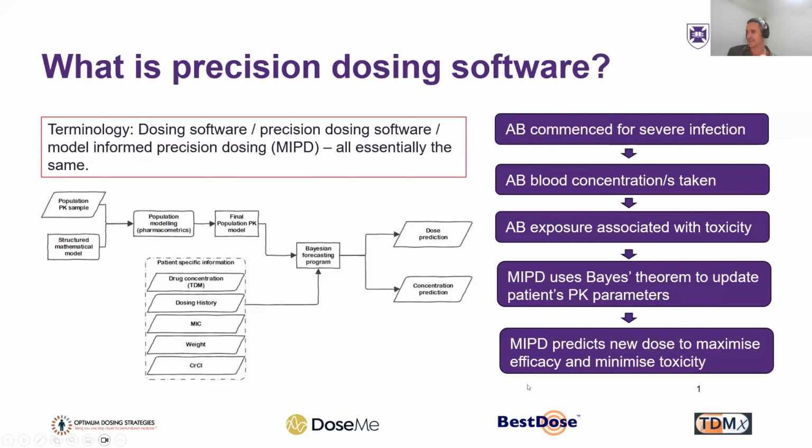So on the right, there's basically saying the same thing: you start antibiotics, take TDM, you take the level, the exposure in this example might be toxic, then you put that into the system. You're using Bayes' theorem, and it's going to update the patient's pharmacokinetic parameters and predict a new dose to maximize efficacy and minimize toxicity. At the bottom there are just some examples of dosing software programs. There are many. These are just a few.